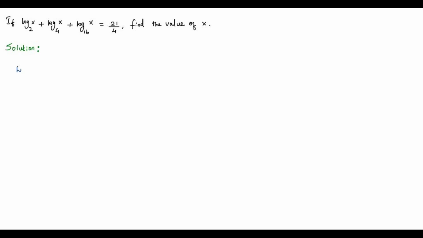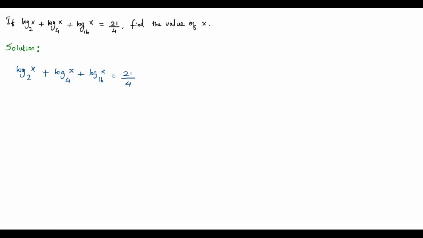So in the given equation, log x to the base 2 plus log x to the base 4 plus log x to the base 16 equal to 21 by 4, we have to solve for x, that is we have to find the value of x. Here we have addition of three logarithms.